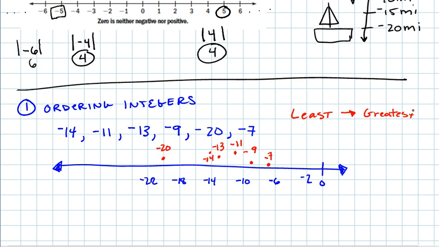Alright, well, my least number is going to be farthest to the left from 0. So my smallest number would have been negative 20. Then it's negative 14, negative 13, negative 11, negative 9, and then my largest number would have been negative 7. So now I've ordered my numbers from least to greatest.